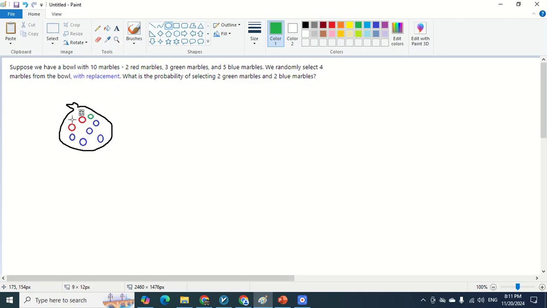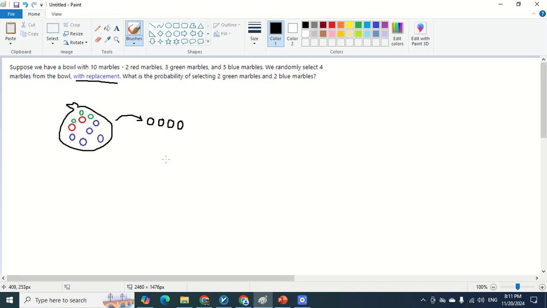We draw randomly, selecting 4 marbles from the bowl. So it means that we draw 4 of them over here. And that word is important again to mention: the replacement is allowed. It means that we do it with replacement. So that small phrase, with replacement, changes the question totally.